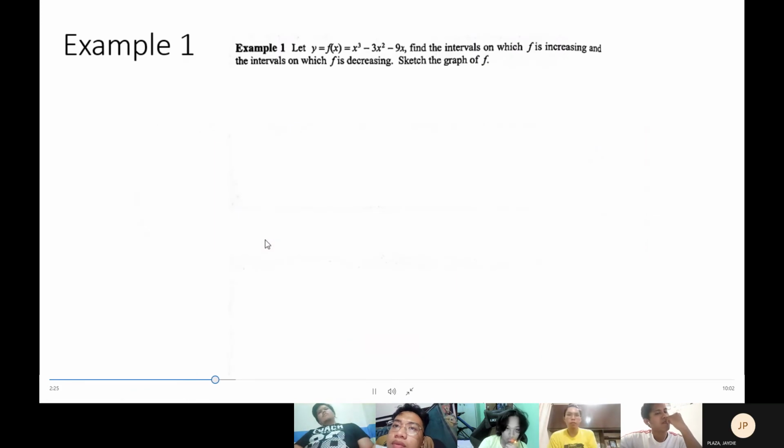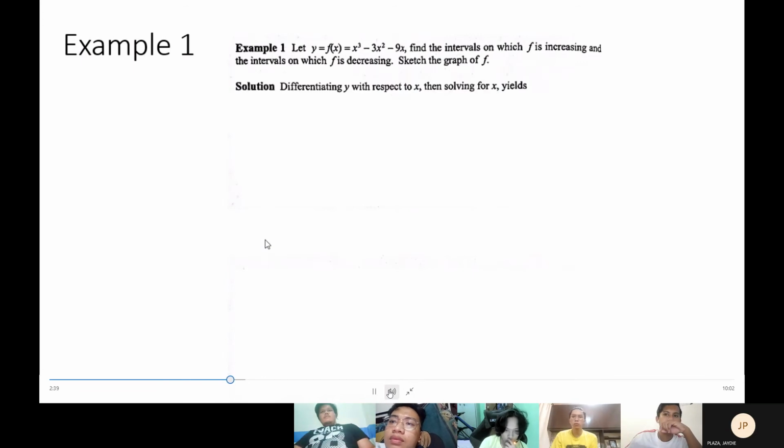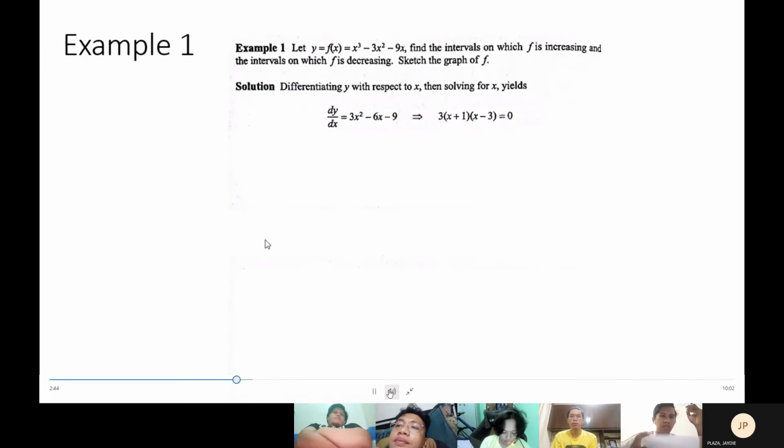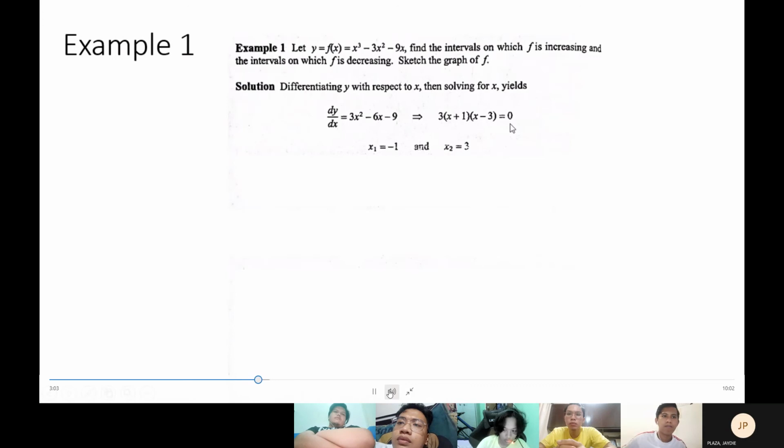For example number 1, let y equal f of x equal x cubed minus 3x squared minus 9x. Find the intervals on which f is decreasing and sketch the graph of the function. Our solution is to differentiate y with respect to x. After differentiating, or taking the first derivative, dy over dx equals 3x squared minus 6x minus 9, and then we can have this as 3 multiplied by x plus 1 multiplied by x minus 3, to solve for x.